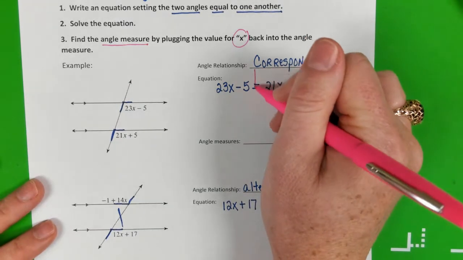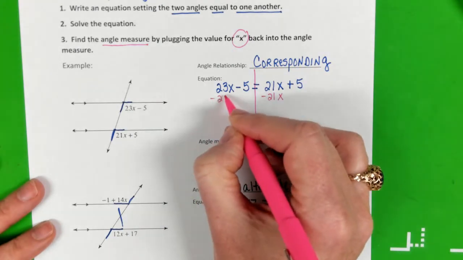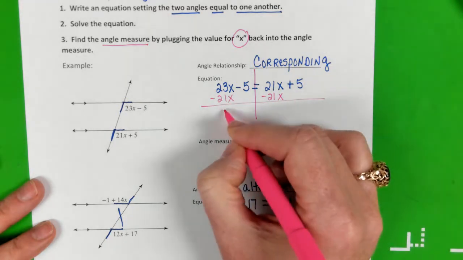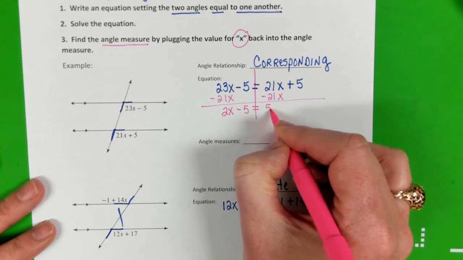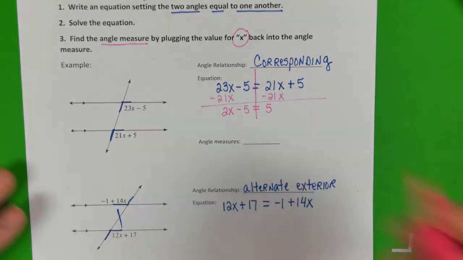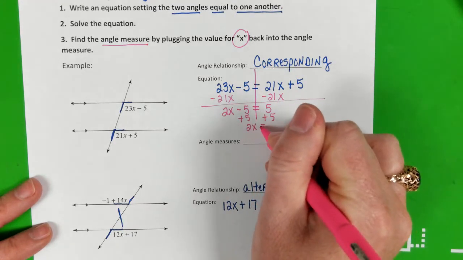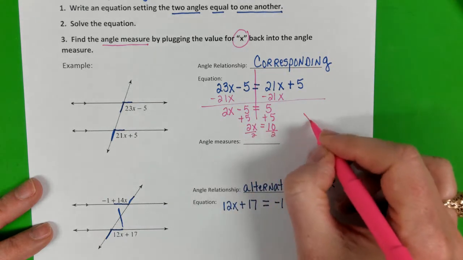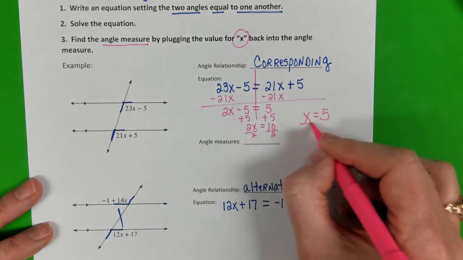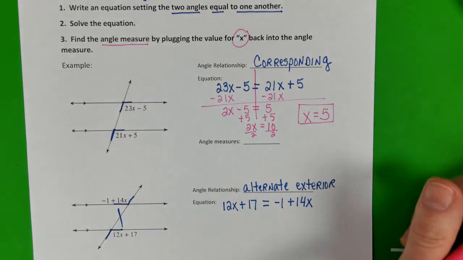So remember, solving an equation with variables on both sides. I want to get my variables on the same side by doing the inverse operation. So this would be 2x minus 5 equals 5. Okay, and then I'm going to add 5 to both sides. 2x equals 10, and if I divide by 2, I get x equals 5. So I just want you to know that sometimes that's what they want. They just want to know the value of x.